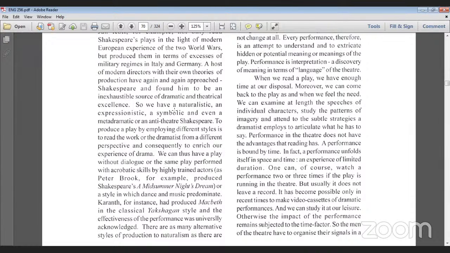Performance in the theater does not have the advantages that reading has. A performance is bound by time. In fact, a performance unfolds itself in space and time. An experience of limited duration. One can, of course, watch a performance two or three times if the play is running in the theater. But usually it does not leave a record. It becomes possible only in recent times to make video cassettes of dramatic performance.